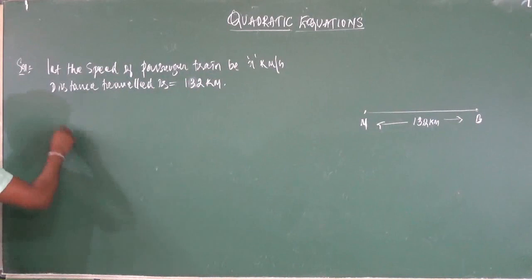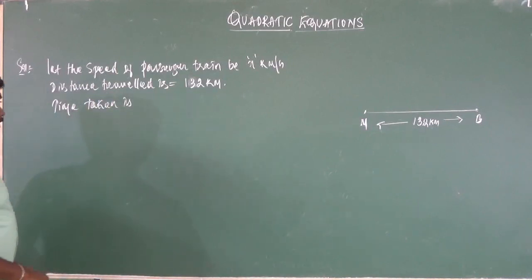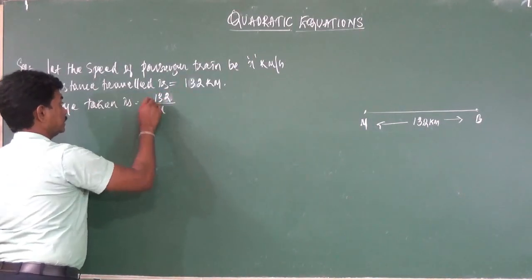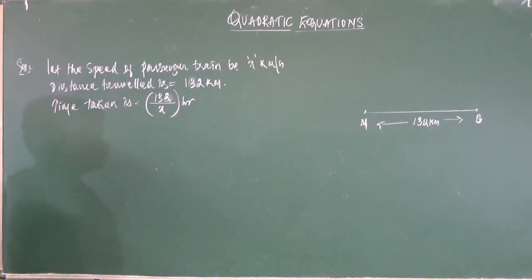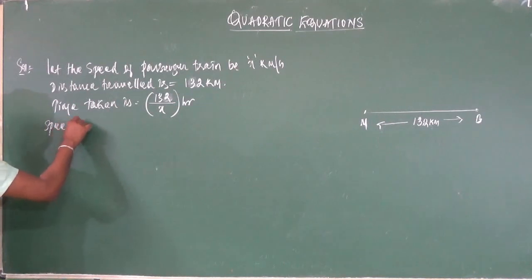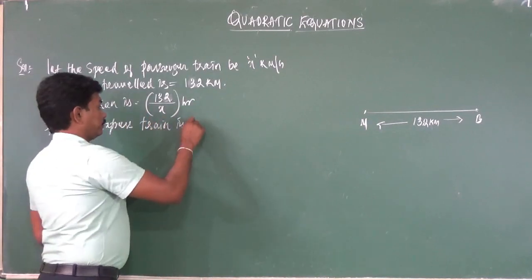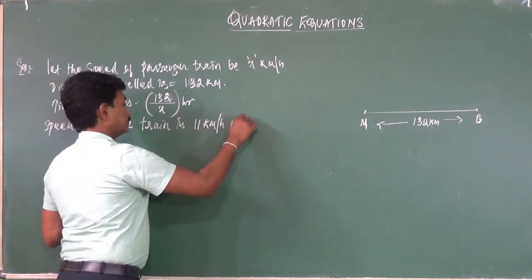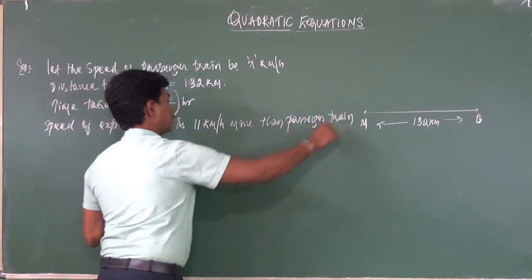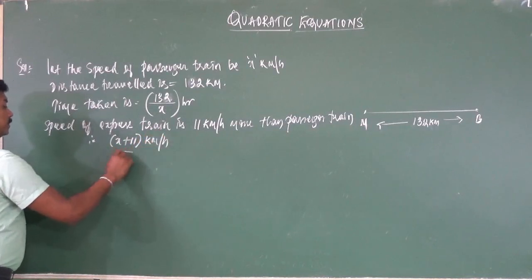So now we will calculate the time. So time taken t is equal to distance by speed. 132 by speed, which is x. So this is some hours, right? This is the fourth problem maybe we are doing on this particular concept, right? So now the speed of the express train is 11 km per hour more than the passenger train. So therefore it becomes x plus 11 km per hour. So this is the speed of the express train.